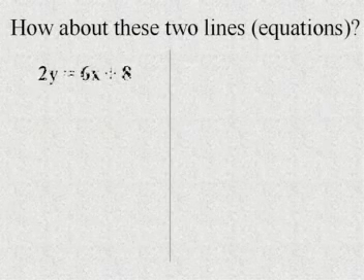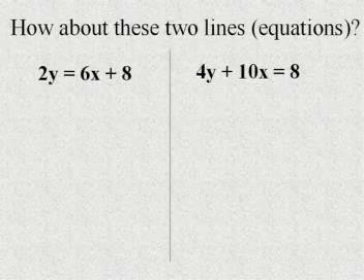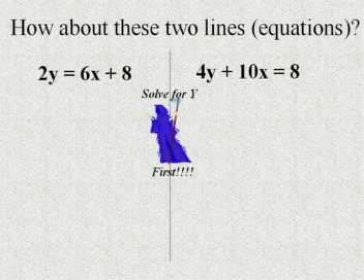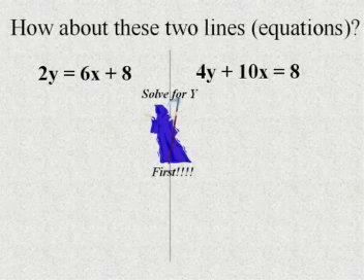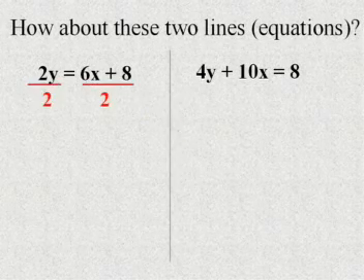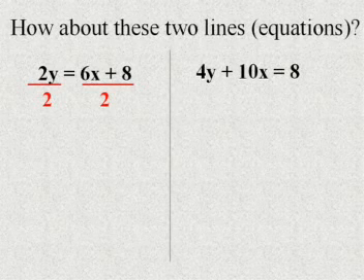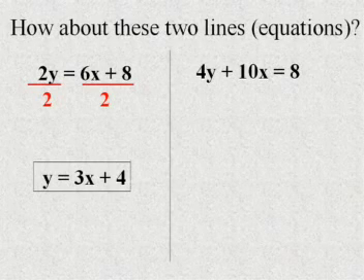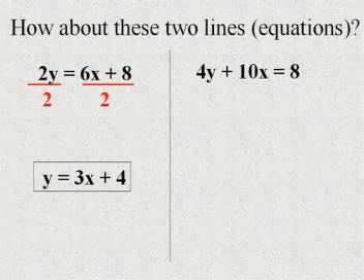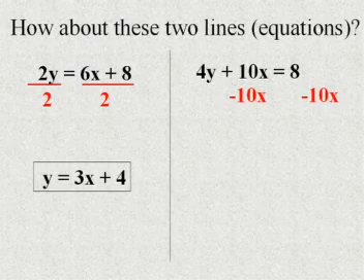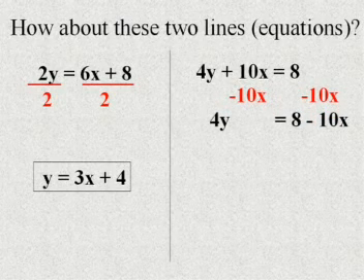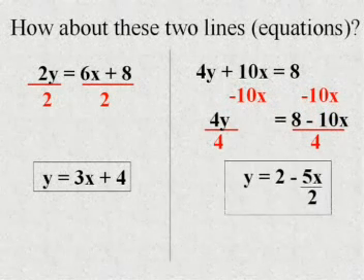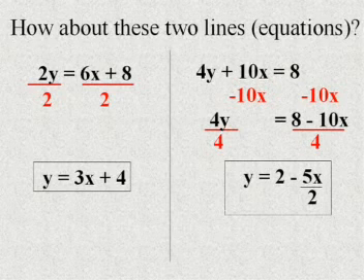Do one more. Let's solve the first one for y. Can't do anything until you've solved for y. Who's keeping y from being alone here is the 2, and that's all. He's the only troublemaker. Dividing by 2, I get y equals 3x plus 4. Subtracting here and dividing, I get y equals 2 minus 5x over 2.